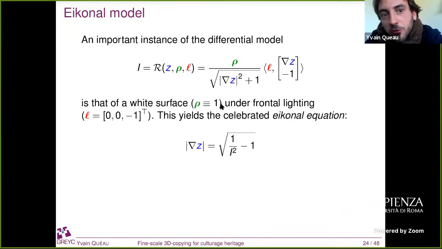One very important instance of this differential model is what happens when I look at a white surface, so rho everywhere equal to one, under frontal lighting, so light collocated with the view direction. And putting all of this together, I get the so-called iconal equation, which gives me the norm of the unknown gradient of the depth map as a function of the known intensity.